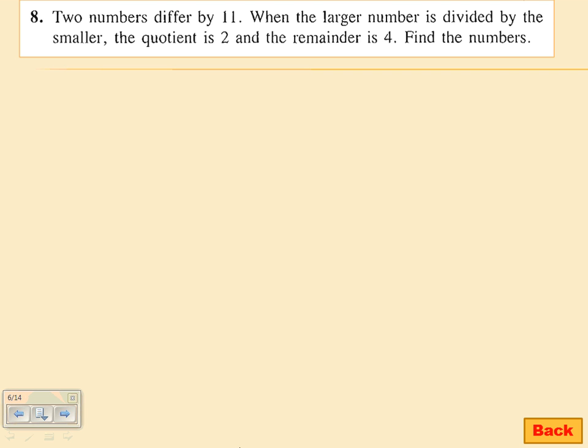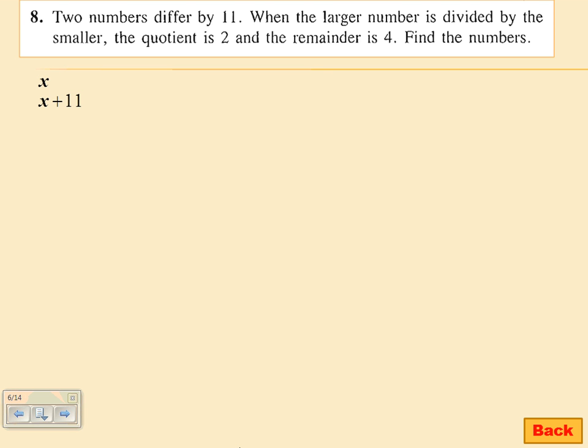The first confusing part is two numbers differ by 11. Now, people think that when the word differ appears, it has to be subtraction. It doesn't have to be. When two numbers differ by 11, doesn't that also mean that one number is 11 more than the other? So I can write the variable for the first sentence as x and x plus 11. They differ by 11.